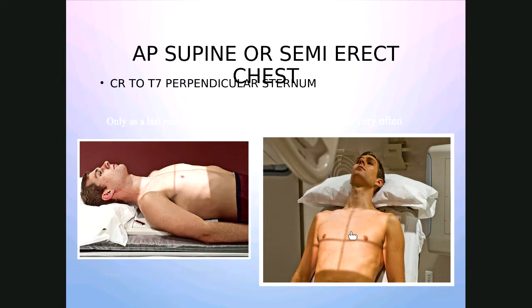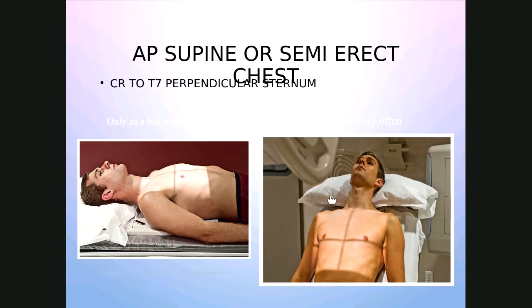On this one, in order to be perpendicular to the sternum, it means that the central ray, the tube head assembly, will have to be angled, because you can see that this gentleman is not sitting straight up 90 degrees and he's not lying flat at 0 degrees. He's in between the two. So you have to make sure that the tube head is matching the angle of the sternum so that the central ray ends up being perpendicular to the sternum.